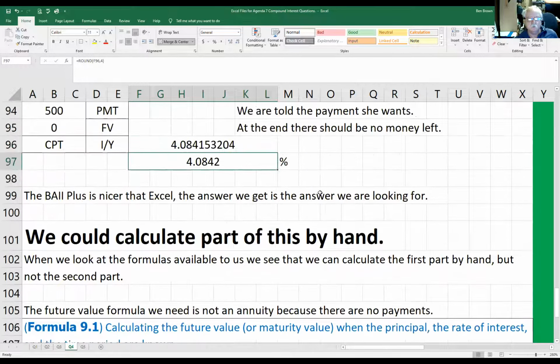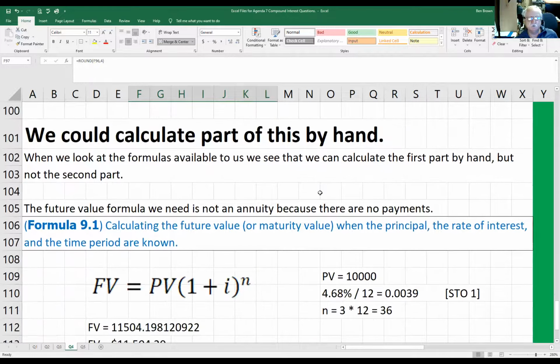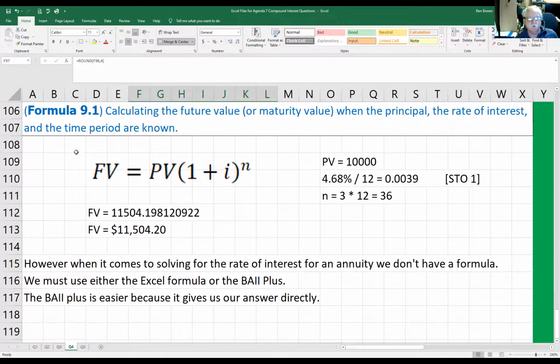Now, amazingly enough, we can only do part of this by hand. We could do the first part by hand, where we're just calculating the future value of her $10,000 for 36 months at 4.68% per month. And you'll find out you get this future value.